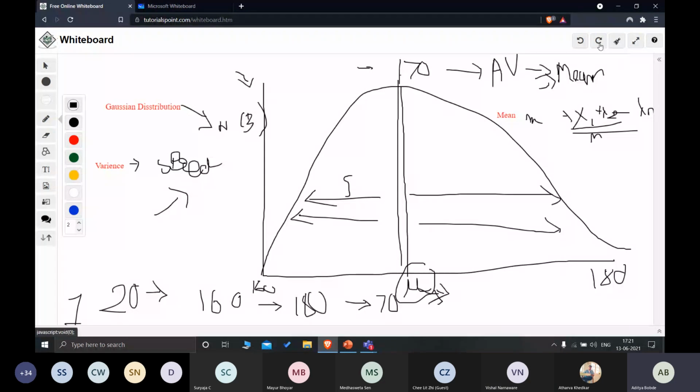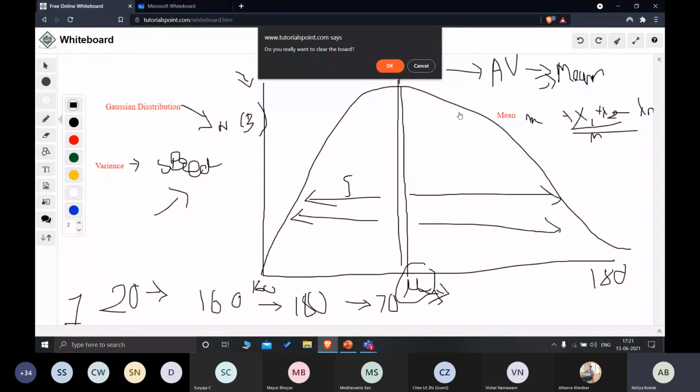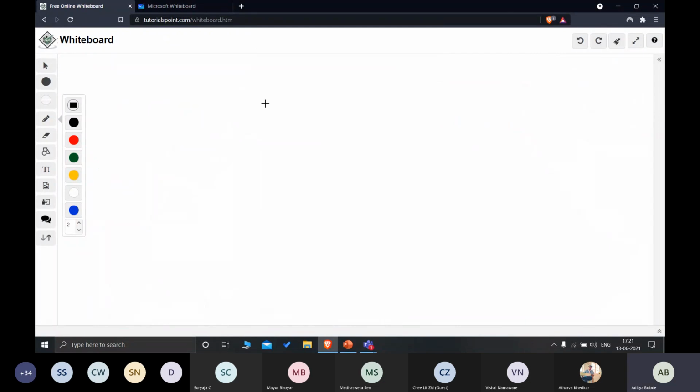Okay, so you are done with the concepts of mean and variance. The next thing we'll be seeing is called covariance. What does covariance signify? Suppose I have two features, namely x and y. What does the covariance signify?